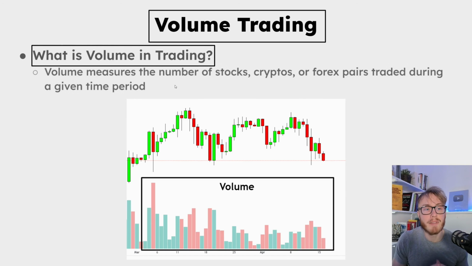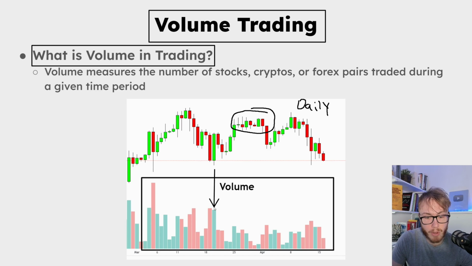Well, in very simple terms, volume measures the number of stocks, cryptos, or forex pairs traded during a given time period. So for example, if this chart right here is a daily chart, meaning that every candlestick on the chart represents one day, then each volume bar, so each bar down here, will represent the number of stocks or cryptocurrencies or whatever we're looking at that was traded during that day.